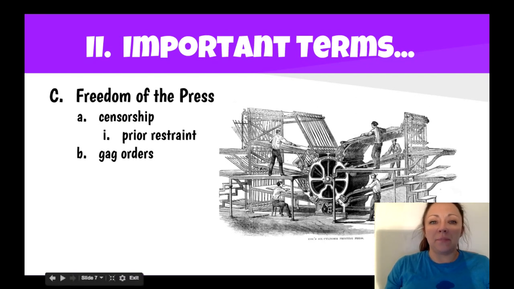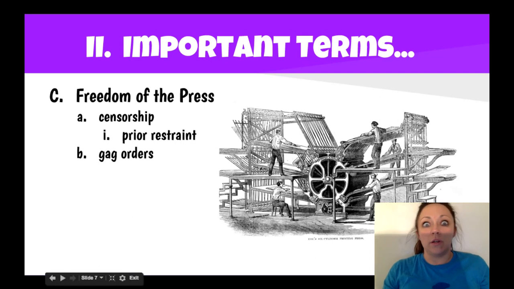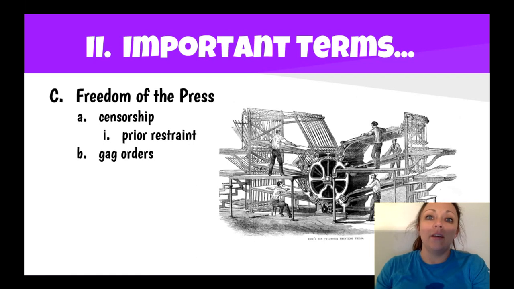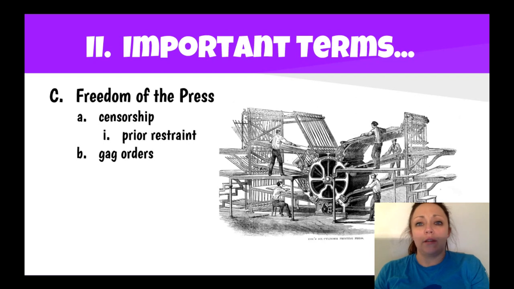Prior restraint is the specific right of the government to censor information before it is published. And according to numerous Supreme Court cases, the government cannot use prior restraint unless the speech or the information that's about to be published is sensitive to national security. Okay, so if there's something that's about to be put into the newspaper, and government members deem that it's possibly going to cost American lives or put America in a tight spot, then that speech could be censored, or that information could not be published, possibly.